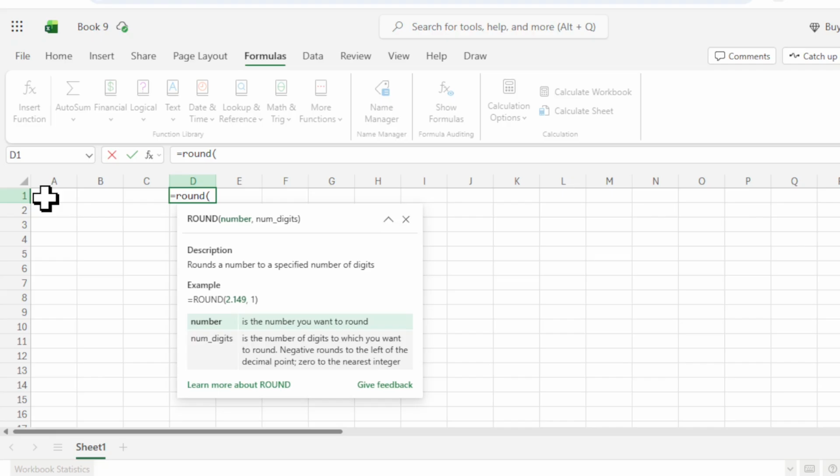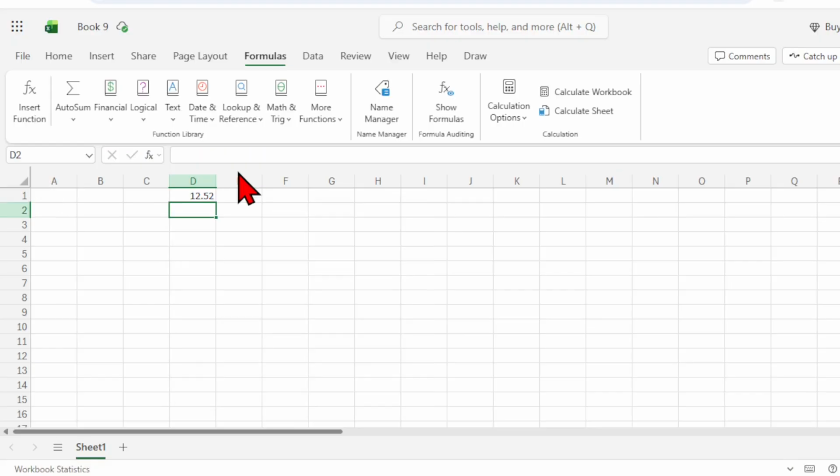But I put the number I want to round. Maybe I want to round 12.519. But this is money, so I want to round it to the cent, so to speak. So comma. Num_digits is how many digits past the decimal point it's going to round. So if I do 2, I should get 12.52. And it doesn't work just for past the decimal point. I can do it beforehand too.